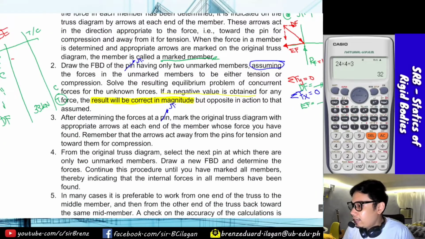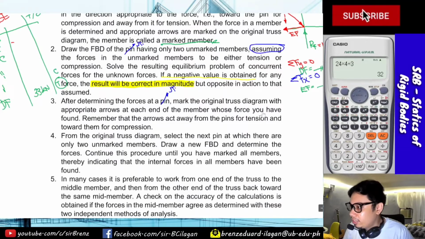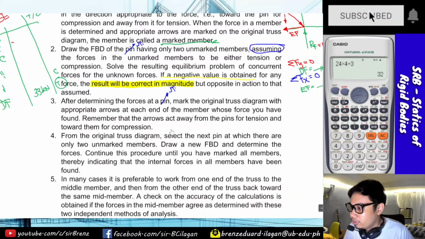So, nasa na tayo? Number 3. So, after determining the forces at the joint, mark the original truss diagram with appropriate arrows. So, yun nga yun. Ayan. So, nasa sa inyo ha kung anong gusto nyong gawin. Pero, again, ito yung diskarte ko dito.